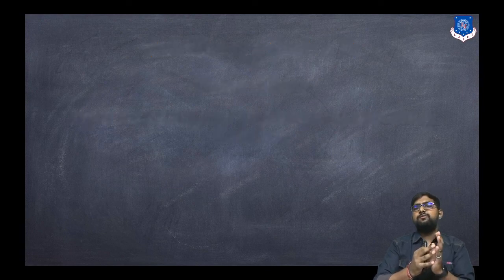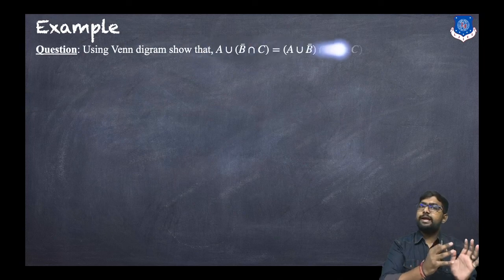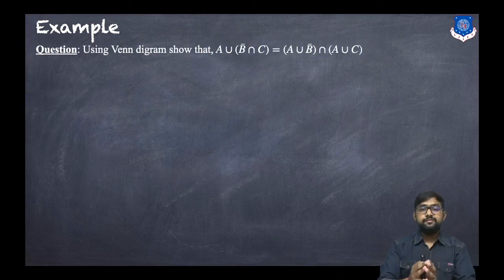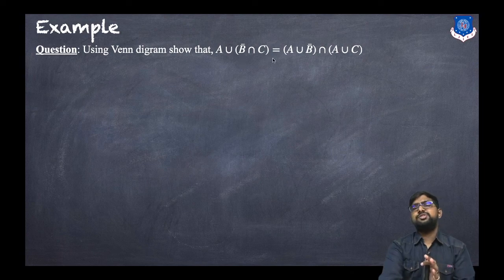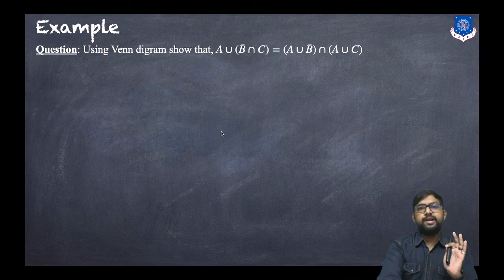Now first let us understand an example based on the previous session, that is the Venn diagram. The question is, using a Venn diagram, show that (A ∪ B') ∩ C = (A ∪ B') ∩ (A ∪ C). We need to show this using a Venn diagram. So first, we will draw some Venn diagrams.